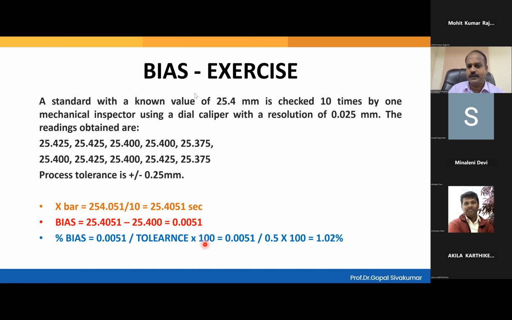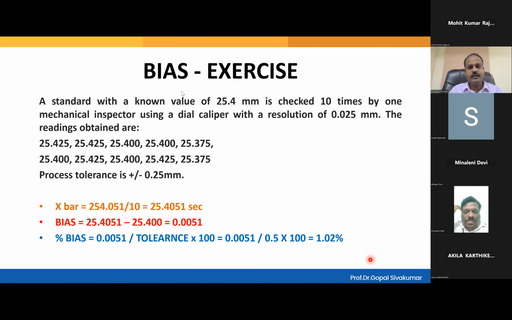This 0.0051, with respect to the permissible range, is how much in terms of percentage? That I am calculating. You see here 0.0051. How much is the range? Plus or minus 0.25, 0.25 this side and 0.25 that side. So totally what is your range? 0.5. 0.0051 with respect to 0.5 is 1%. How much is permissible? I told you, maximum 10% is permissible in a bias situation. But our measurement system has a bias of only 1% with respect to the permissible range. So the measurement system is good.